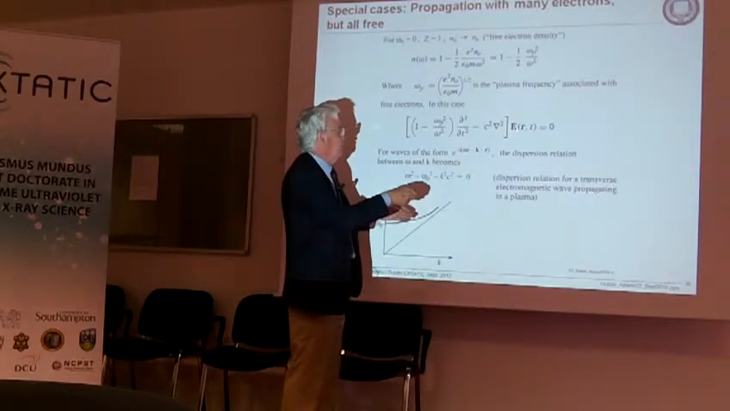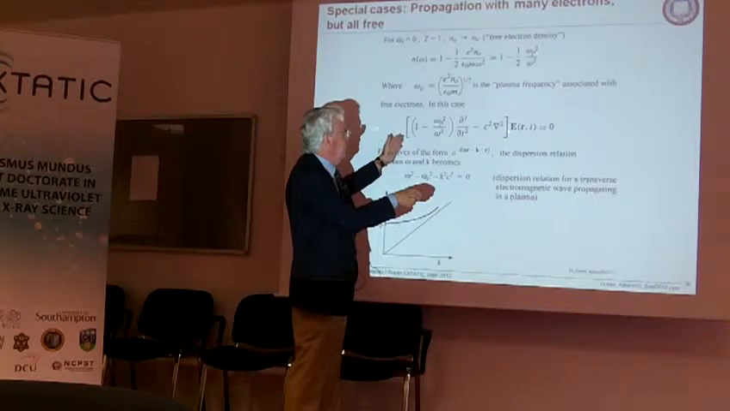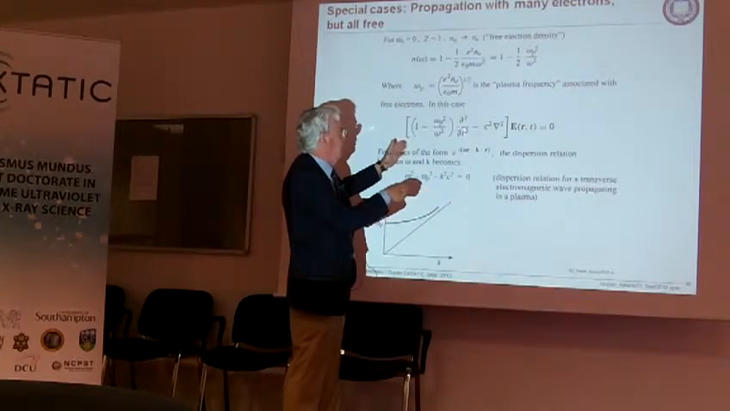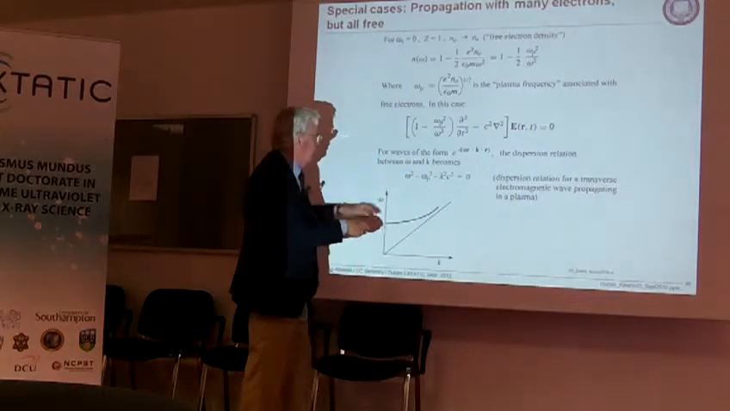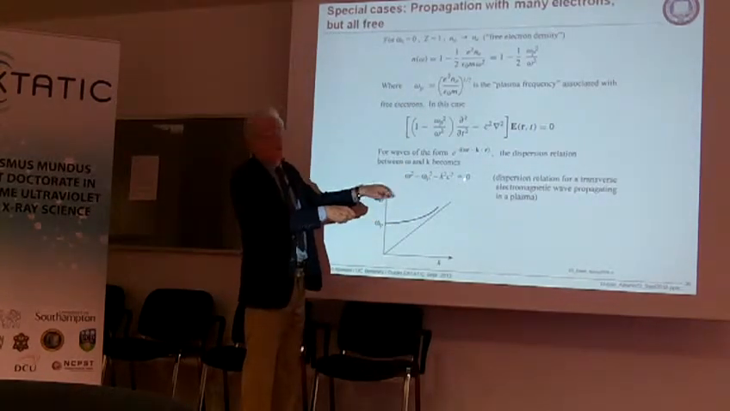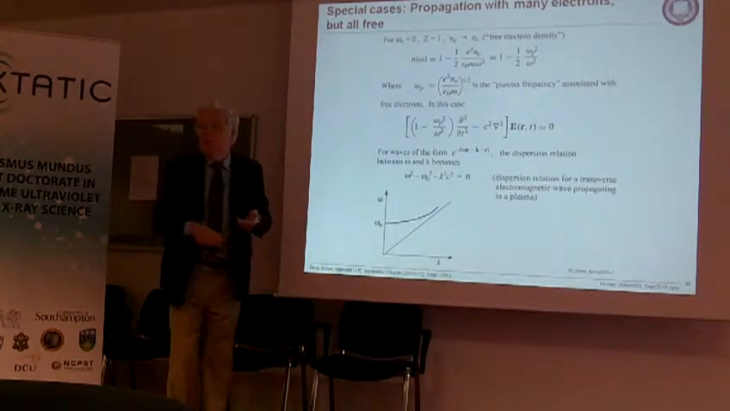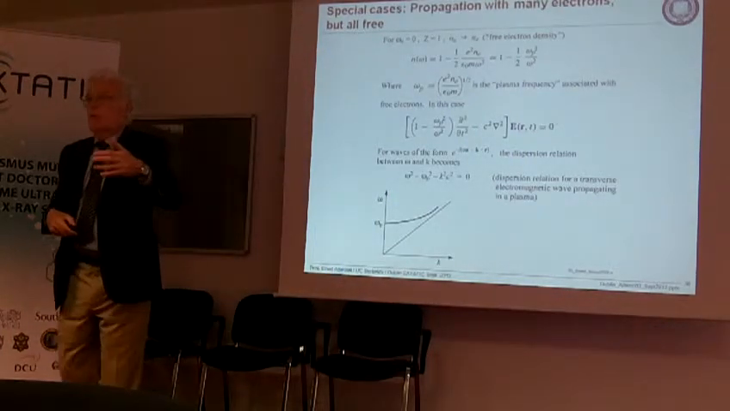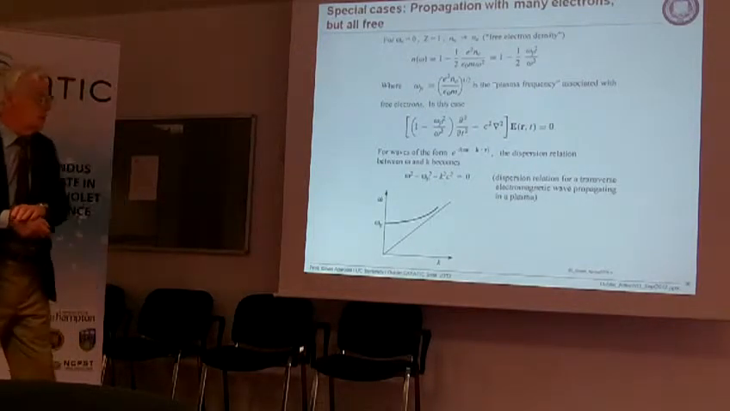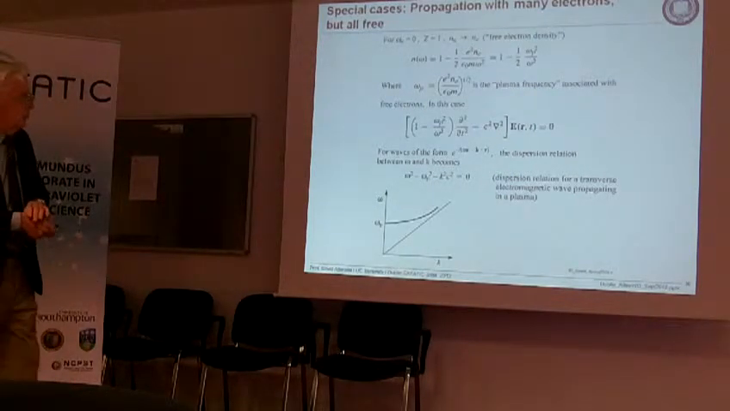For this to be 0 with finite fields, this has to be 0. And again, you assume that you have some plane wave of this form so that these operators take a form. And this gives you this dispersion relationship. So this is the dispersion relation for a transverse wave propagating in a plasma of many free electrons. Okay? And this would be the dispersion relation.